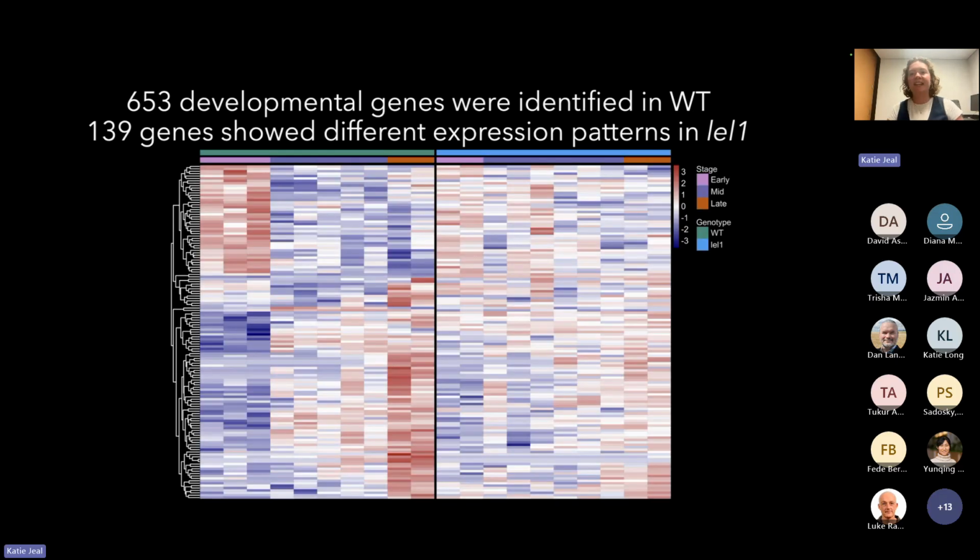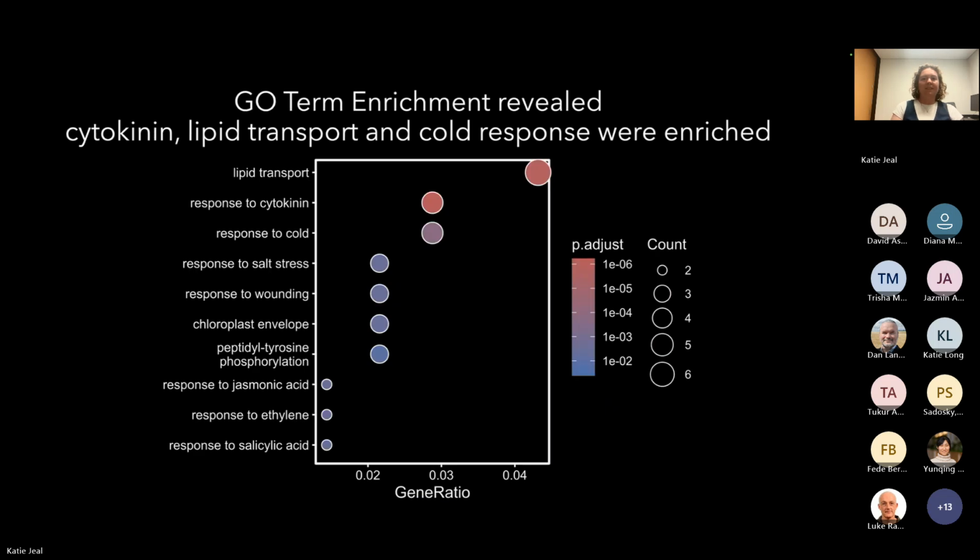We then expected that any gene that was involved in the leafy lemma phenotype would have a different expression pattern to these wild-type developmental genes, and this shows that 139 genes had a different expression pattern in leafy lemma compared to wild-type. And so we took these genes forward for GO enrichment analysis, and this revealed that cytokinin, lipid transport, and response to cold were enriched.